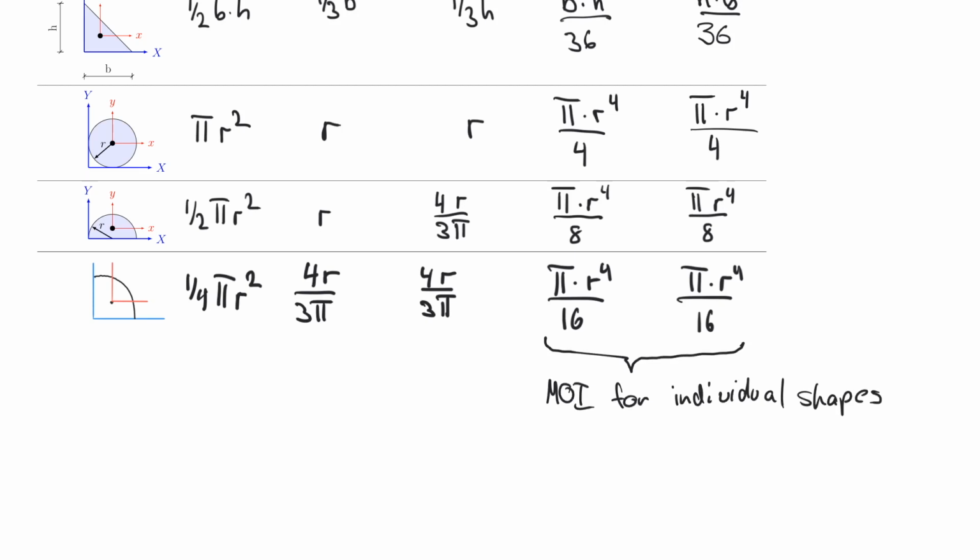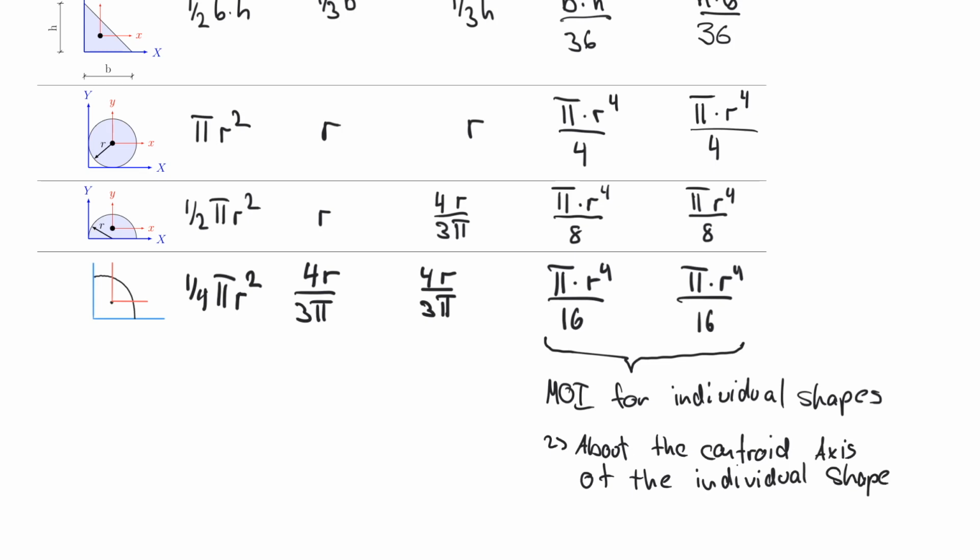And that is important to understand, but more important to understand is that this is the moment of inertia about the centroid axis of the individual shape. So that is very important to understand, and I don't know if that already clicked or not, but I want to highlight this for you because it is such an important thing to understand once we move on with this.